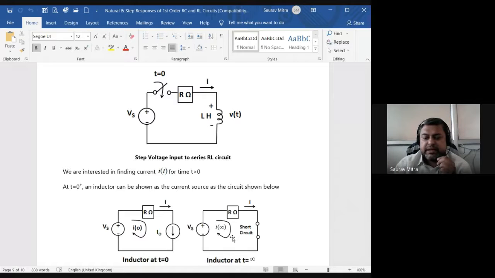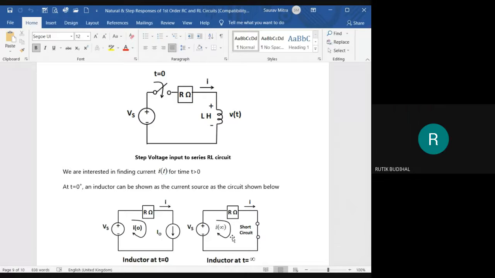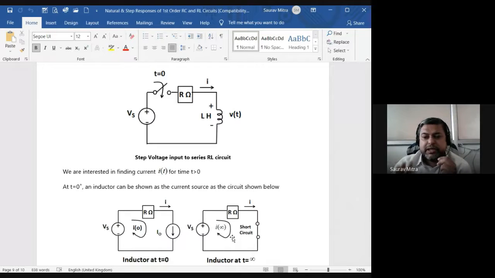Rutik, I think it is understood, right? Instead of L, I am removing the L inductor, and I'm connecting a capacitor there in the same circuit. So it's a one resistor, one capacitor circuit. So what is the order of the circuit? Rutik, please respond. Sir, one, sir. It will be one, right? So this is understood. So two circuits you have understood.